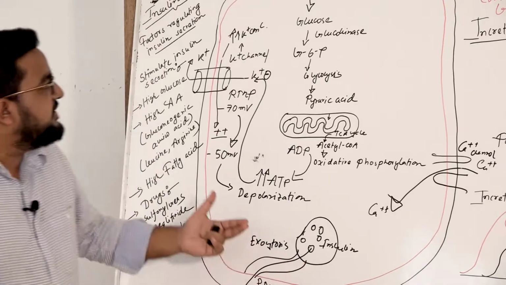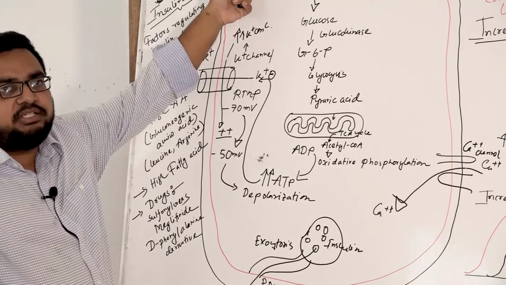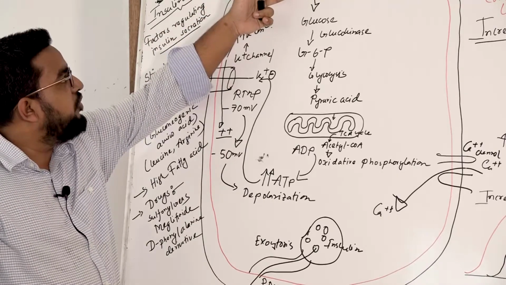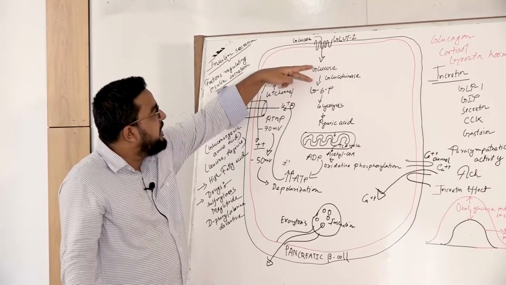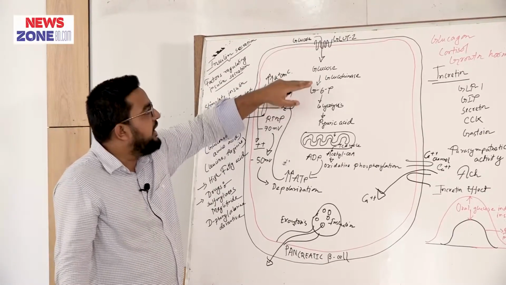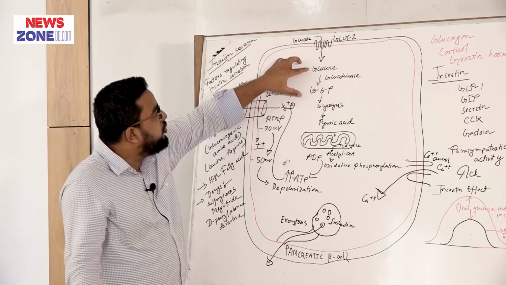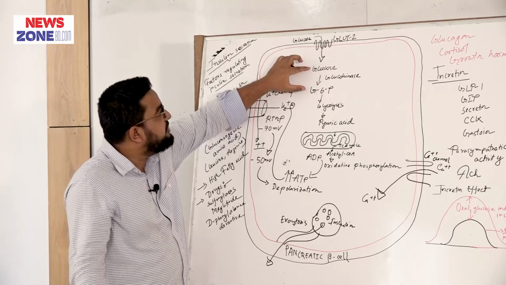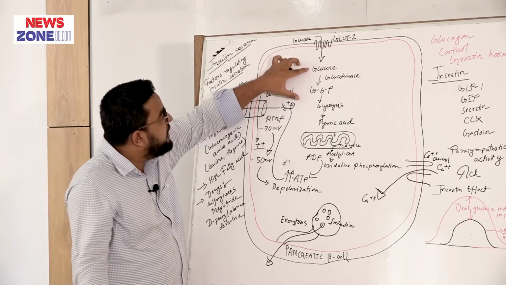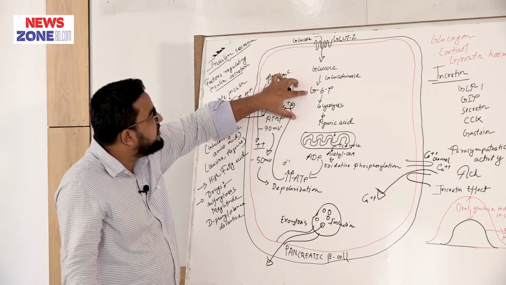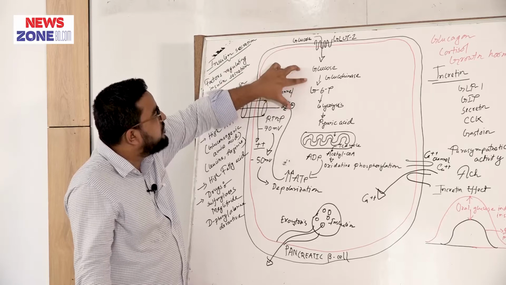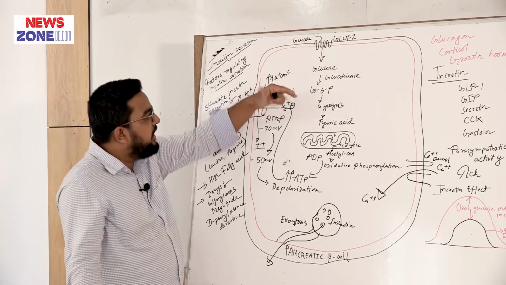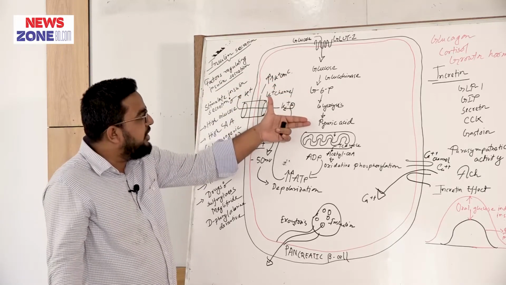So how is insulin secreted? When glucose enters the pancreatic beta cell through GLUT2, the glucose is converted to glucose 6-phosphate by glucokinase. When glucose enters the cell, it becomes trapped, and the glucose cannot go out of the cell. When it is converted into glucose 6-phosphate, it undergoes glycolysis and produces pyruvic acid.